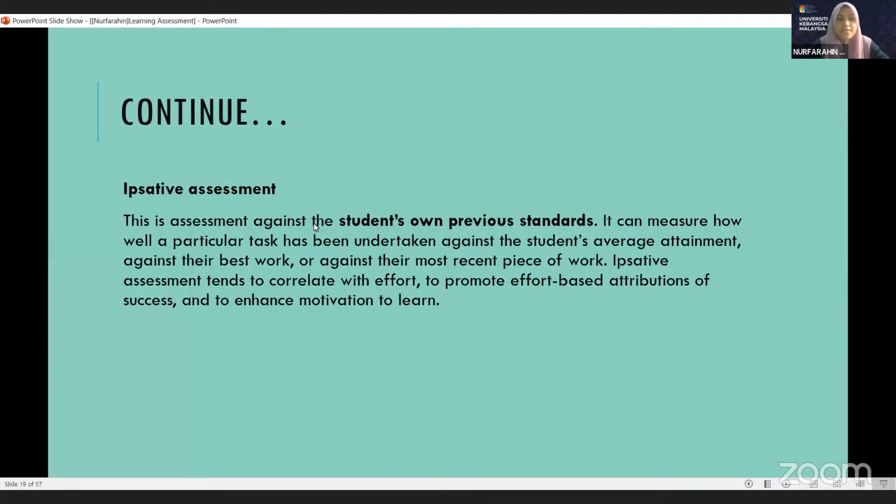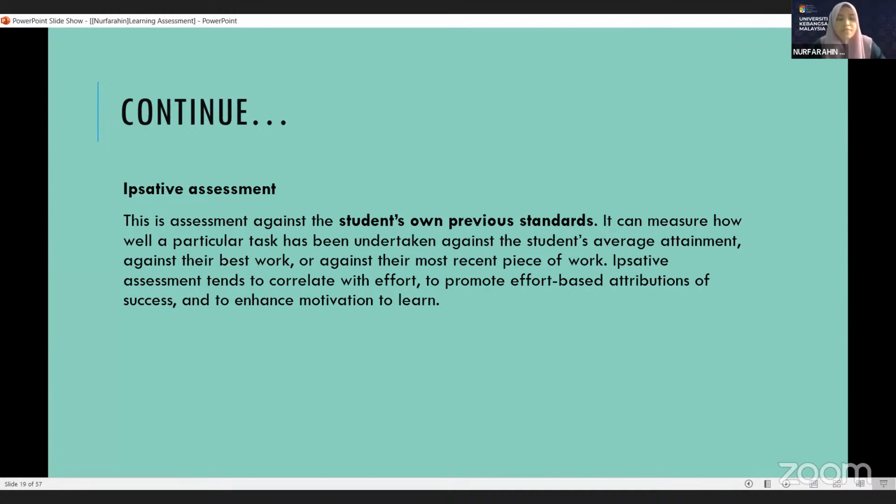Now, the last type of assessment is ipsative assessment. Ipsative assessment is gaining popularity in recent years because it's designed to assess the student's progress or achievement against her or his own previous standards. Okay, it can measure how well a particular task has been undertaken against the student's average attainment, against their best work, against their most recent piece of work. So ipsative assessment tends to correlate with effort, to promote effort-based attributions and to enhance motivation to learn, meaning that ipsative assessment is very personalized.